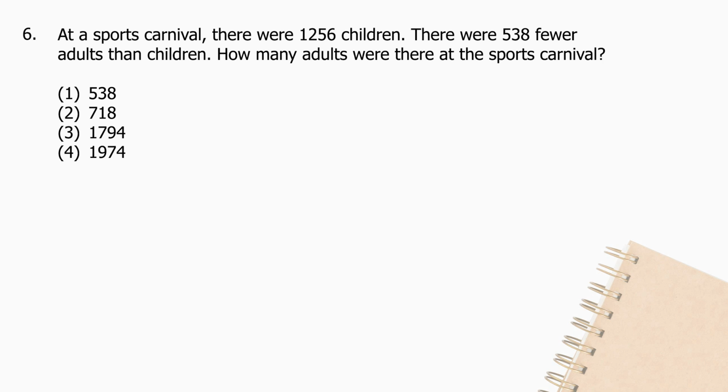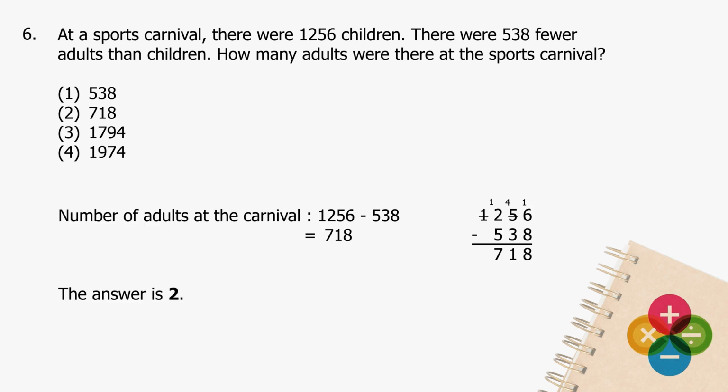Question 6. At a sports carnival, there were 1,256 children. There were 538 fewer adults than children. How many adults were there at the sports carnival? The number of adults will be, subtract 538 from 1,256, and the difference is 718. The answer is 2.